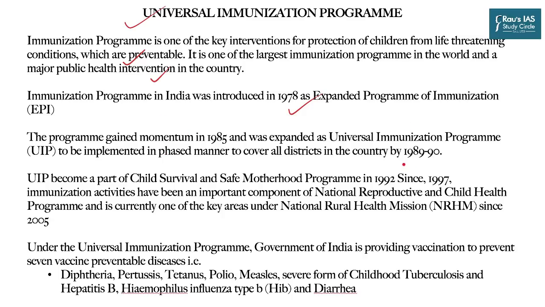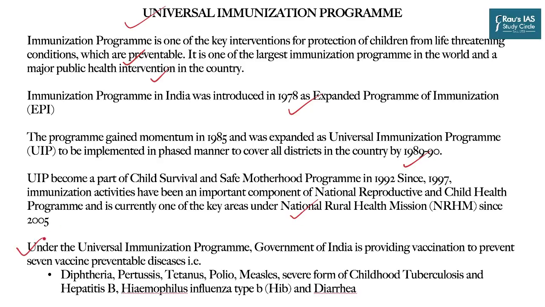And by the time 1990 came, it was extended to all the districts in our country. And in 2005, when the National Rural Health Mission was launched, the Universal Immunization Program became a key component of the National Rural Health Mission, which has now been renamed the National Health Mission, and it has two components, urban and rural.